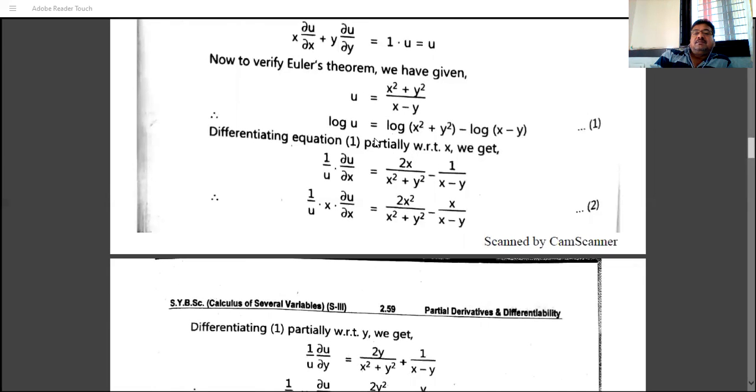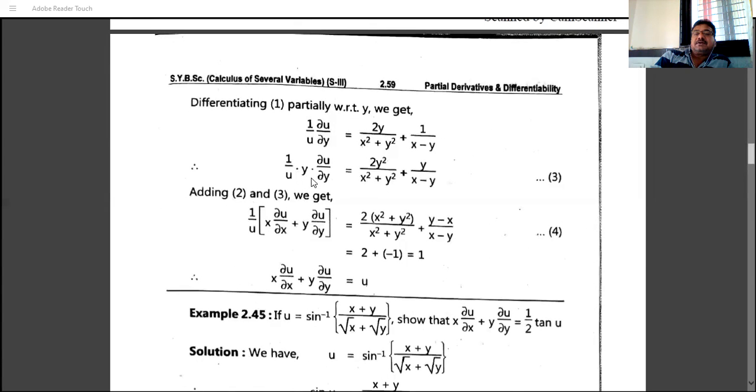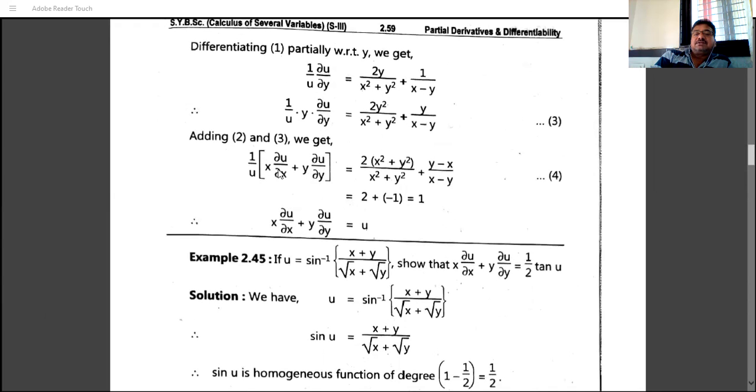For the purpose of the partial derivative, take log of both sides. So instead of taking derivative with respect to x and y directly of this u, we take the log of both sides and then find the derivative. That is, we have 1 by x square plus y square into derivative of x square plus y square is 2x, 1 by x minus y. And then multiply by x. So x into x square, here is x. Similarly, we have the derivative with respect to y, and then multiply by y. And taking addition of 2 and 3, we have this answer.